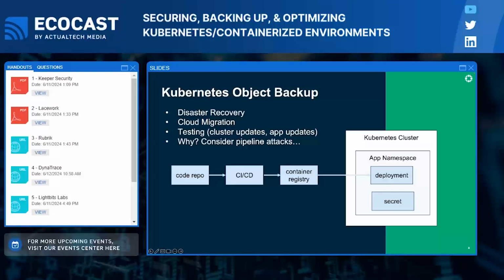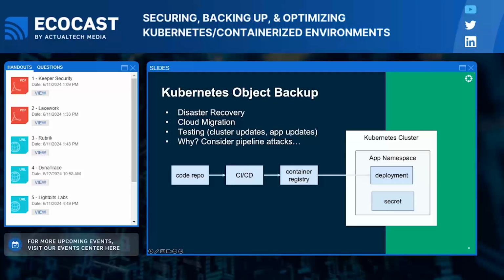And it's important to note we're talking about Kubernetes objects here as well, not necessarily the persistent data. So even if you have completely stateless applications, customers are using this for disaster recovery. The next one is cloud migration. Hey, we're moving from one Kubernetes distribution to another, or maybe geographic locations as well. I need to pick up my Kubernetes applications and get them migrated over to this other provider. So it's another common use case.